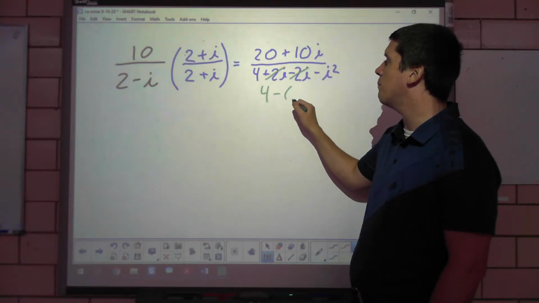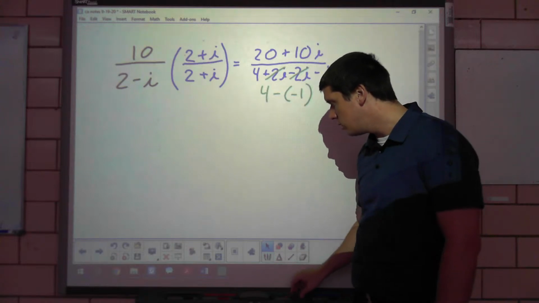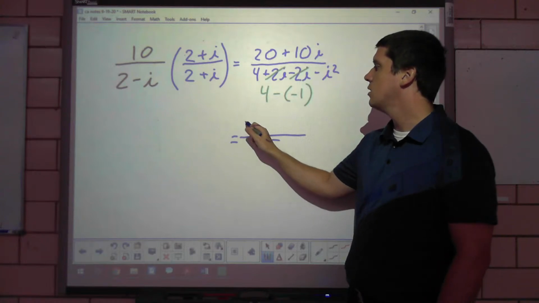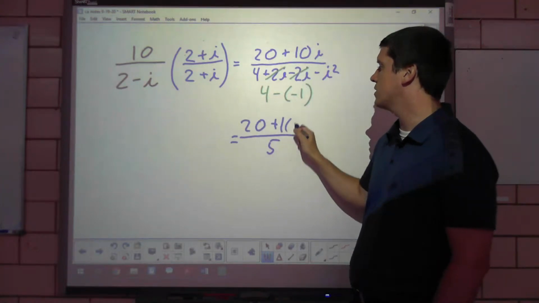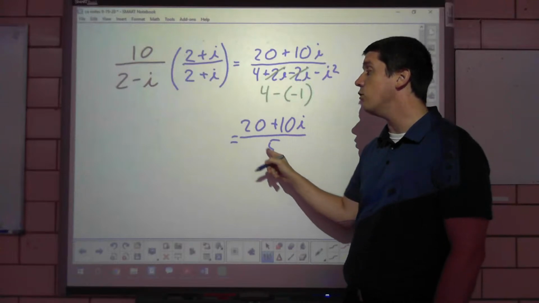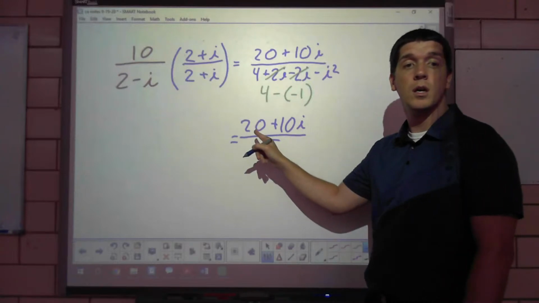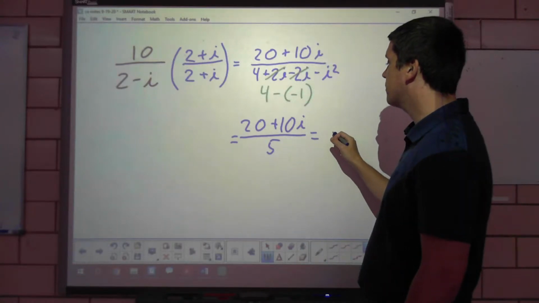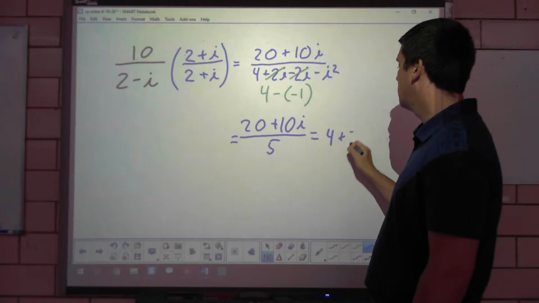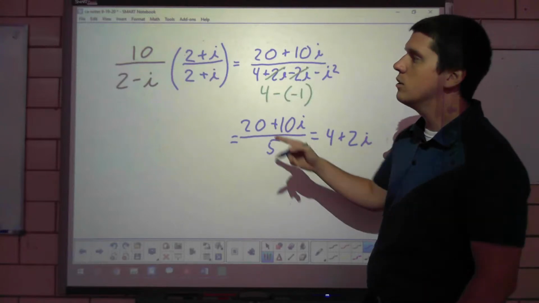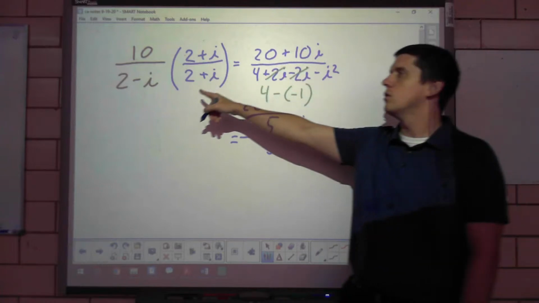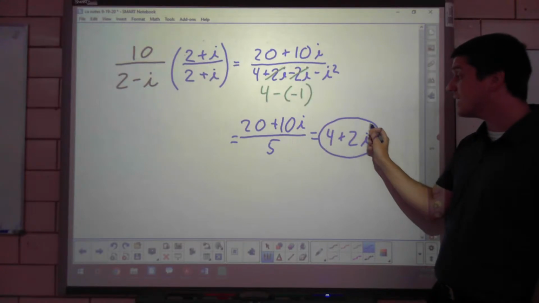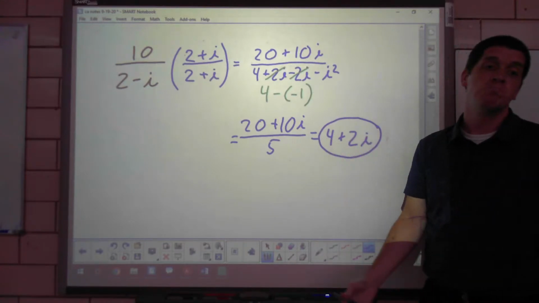So I'm left with 4 minus -1. Well, that's simply 5. So I have 20 plus 10i over 5. Hey, look, 5 can go into both of those numbers. Since 5 can go into both of them, remember, it has to be both, we can simply write 4 plus 2i. Look at that. We went from this really odd-looking fraction to a fairly nice-looking complex number. Not bad.